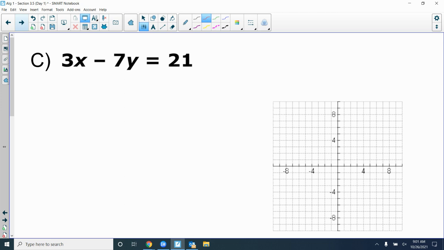All right, you do C. See what you come up with. Find the x-intercept, listed as an ordered pair. Find the y-intercept, listed as an ordered pair. And if you're not 100% sure, just hold off.